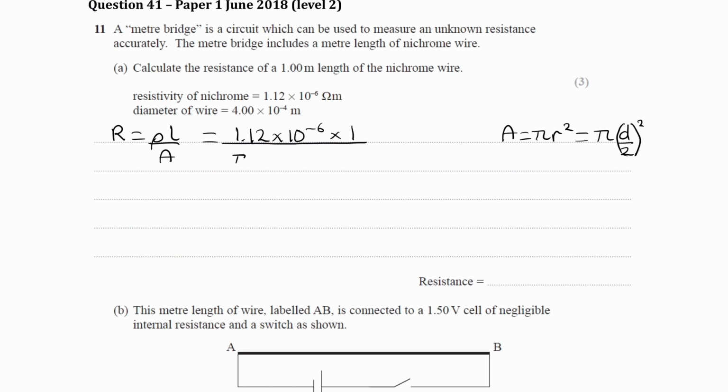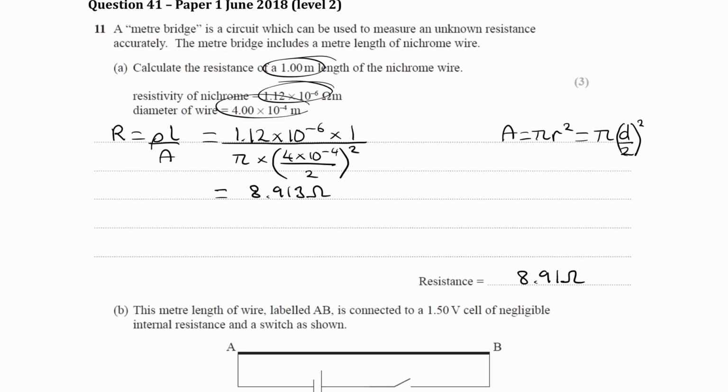So putting that in our equation numerically, we get pi times (4 × 10^-4 over 2) squared. And if we type this in, we end up with 8.913 ohms, which rounds to 8.91 ohms to 3 significant figures. That's the number of significant figures all the numbers are given to us in this question.